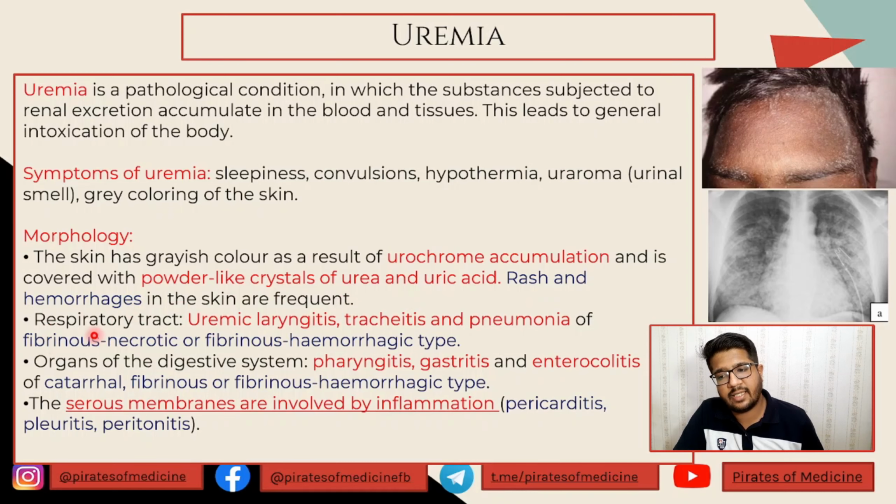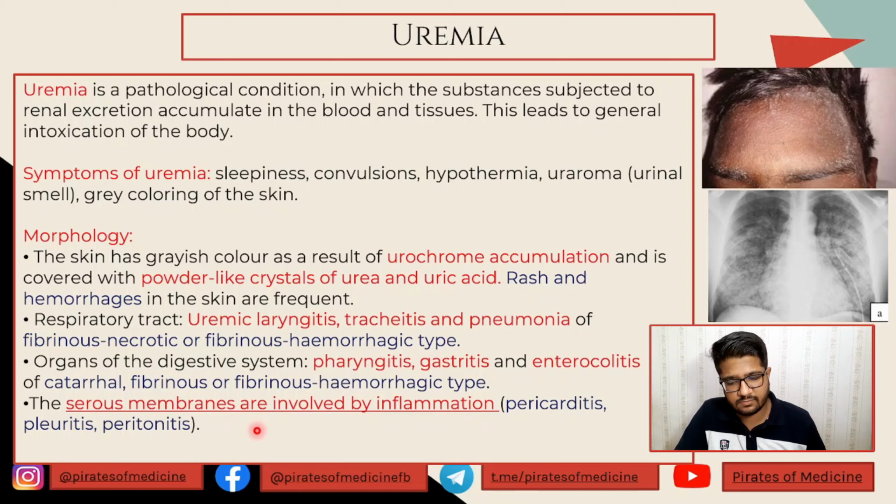In the respiratory tract, uremic laryngitis, tracheitis, and pneumonia can occur. We can see this in the picture in the X-ray. This is uremic pneumonia. In the organs of the digestive system, pharyngitis, gastritis, and enterocolitis can occur, which can be catarrhal, fibrinous, or fibrinohemorrhagic. Now, important to know is that in uremia, the serous membranes are involved in inflammation.